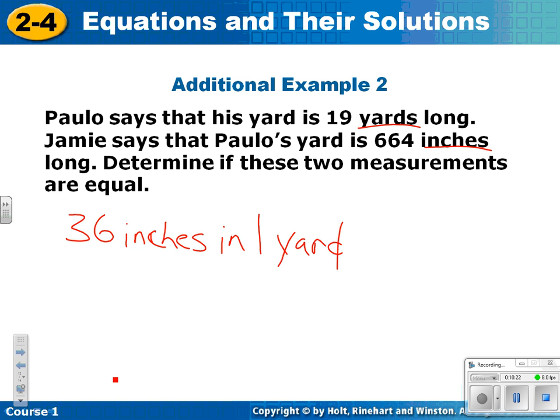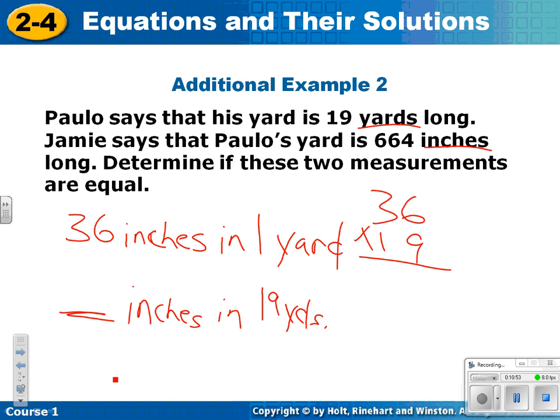Okay? So there are how many inches in 19 yards? How do we figure that out? What operation do we have to do? If we multiply 36 times 19, we're going to end up with the number of inches in 19 yards. What is that number? 684 inches in 19 yards.